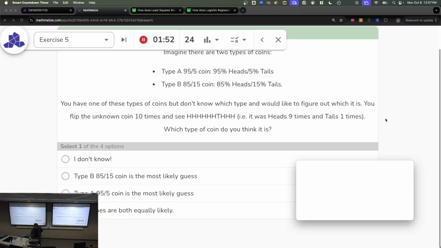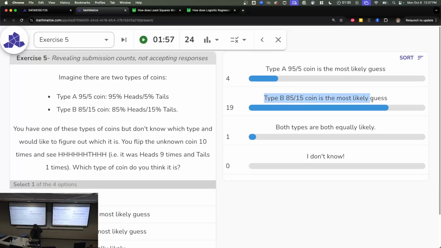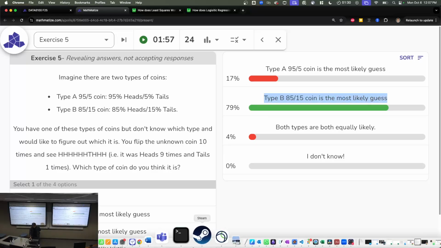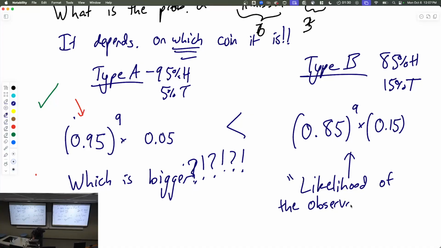Okay, time is up. Let us see what people said. Drum roll. People said the type B coin is the most likely guess, and I think that's the right answer. Yes, very good. So the type B coin is the right answer because if you calculate, this number is bigger. This number, by the way, is called the likelihood of the observation with p hat equals 0.85.